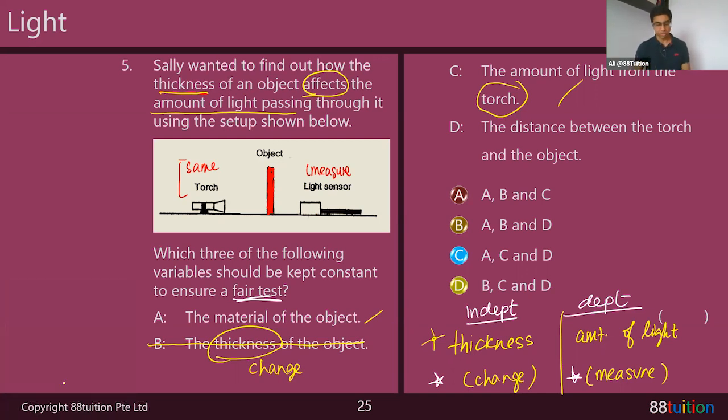And the distance between the torch and the object. Okay, we are not measuring any shadows here. Some of you know shadows, you must change the distance here. We keep it the same because what are we testing? The thickness only, whether the thickness affects. So only the book or the object becomes thicker, thinner, thicker, thinner, but nothing to do with the distance. So the distance must be kept the same. So therefore, all of them must keep the same except B. So answer is A, C, D. Okay?